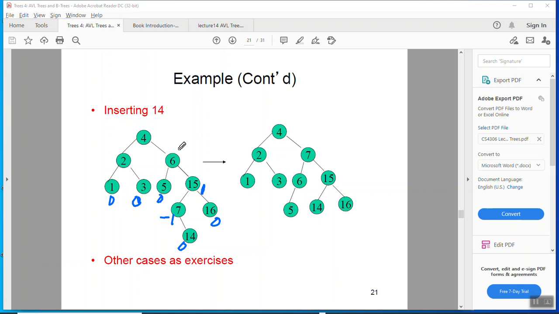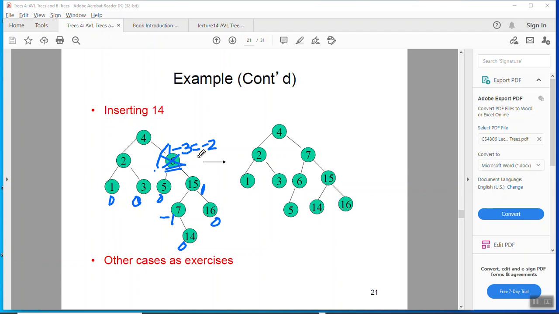So then 1 minus 3, so this balance factor is negative 2. So the problem occurs here, right? The problem is over here. So what do we need to do? We need to take this entire thing. Okay, so here, the problem is here, right?